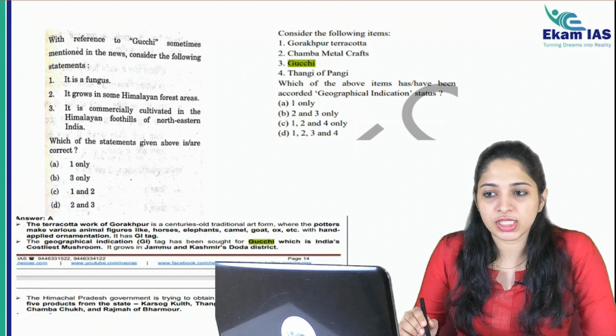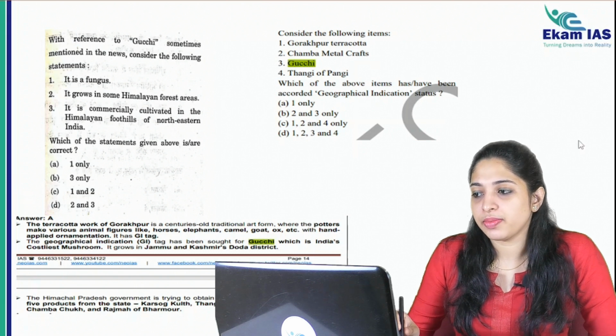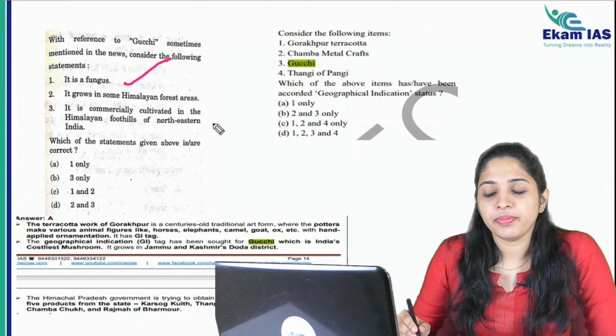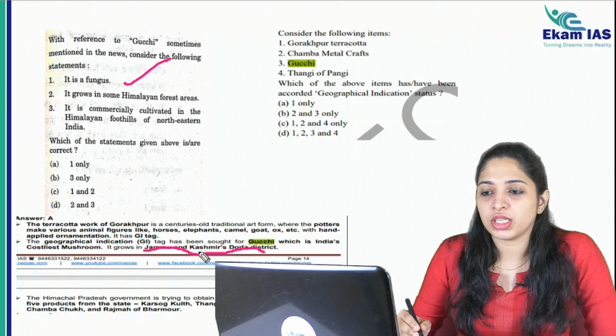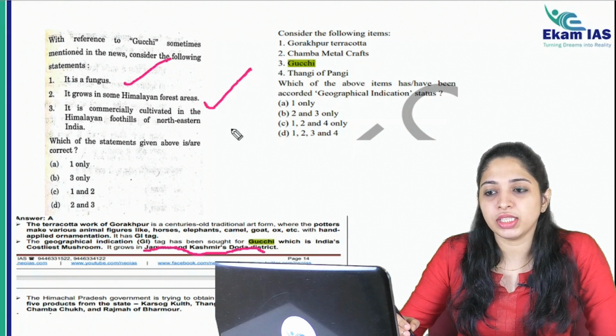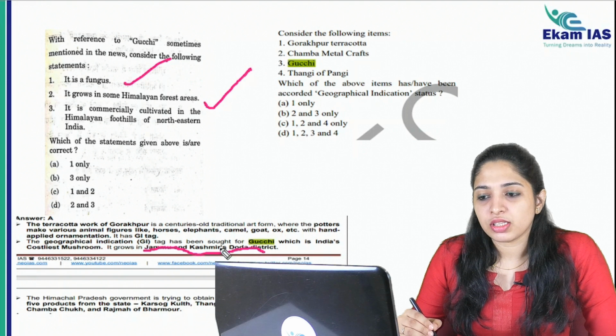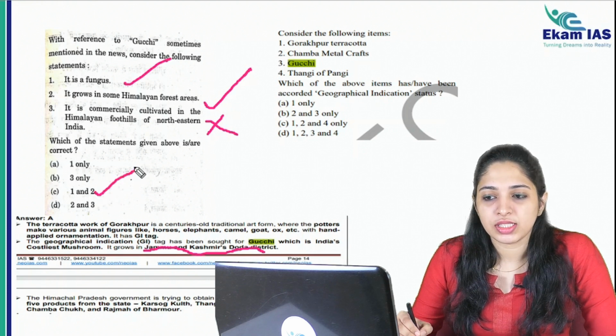From the word mushroom itself, we can say that it is a fungus. Therefore, the first statement is right. And it grows in Jammu Kashmir, Doda district. That is, it grows in some Himalayan forest area. Statement 2 is right. Since it is Jammu Kashmir, Doda district, the Himalayan foothills of northeastern India is a wrong statement. And by using the elimination technique, we can say that the third statement is obviously wrong if 1 and 2 are correct. Therefore, the answer is C, 1 and 2.